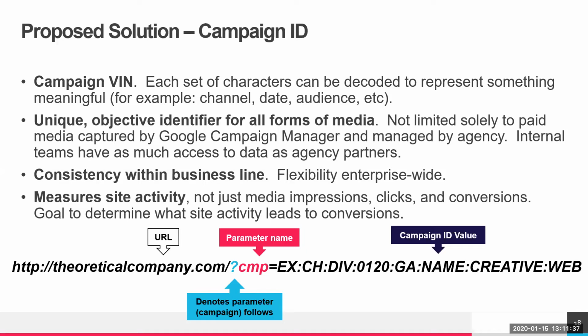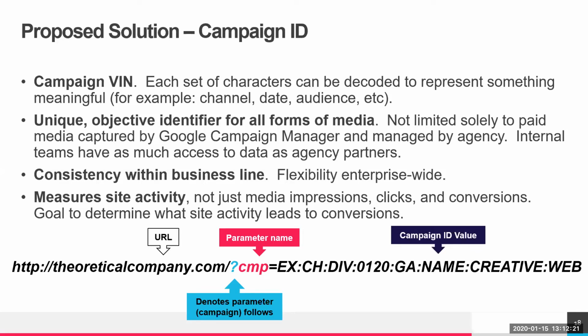Although your media agency partner may capture similar information in their tool of choice, for example, Google Campaign Manager, this information is available only to media that they manage. With the campaign ID, internal teams that may not use agency partners have as much access to the data as outside agencies. Data is democratized, and all forms of trackable media can be measured against each other in a consistent manner.